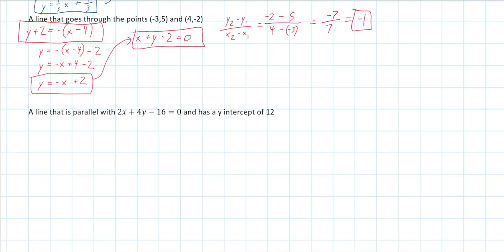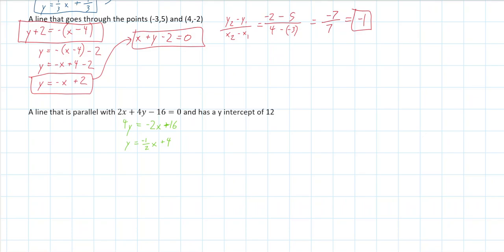Well, first what we're going to have to do is find what the slope of this first one is. So the best way of doing that is simply to move it to y equals mx plus b form, slope-intercept form. So this is going to be 4y equals minus 2x plus 16. So we've just moved the 2x and the 16 over. Now we divide by 4 everywhere, so it's going to be negative 1 over 2x plus 4.